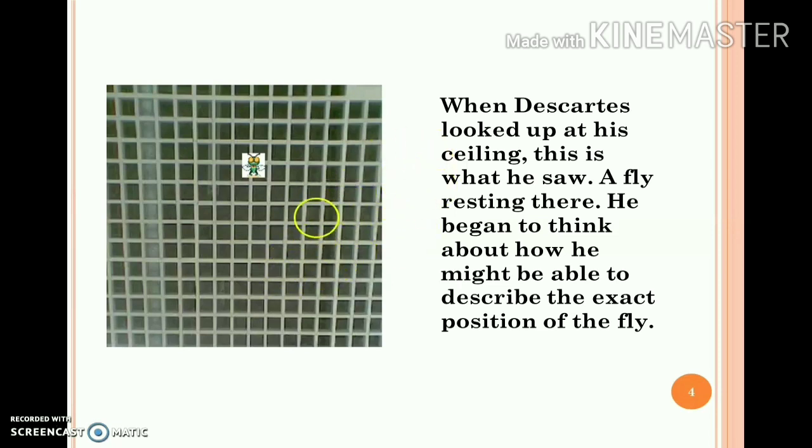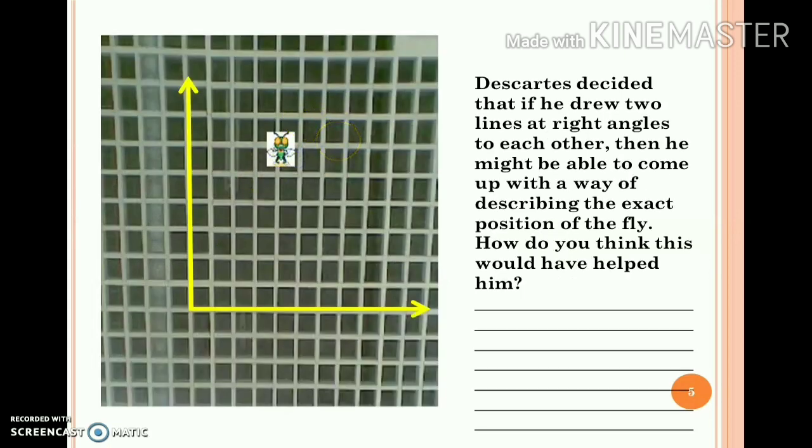A fly resting there. He began to think about how he might be able to describe the exact position of the fly. So he decided to draw two perpendicular lines. Descartes decided that if he drew two lines at right angles to each other, then he might be able to come up with a way of describing the exact position of the fly. How do you think this would have helped him?